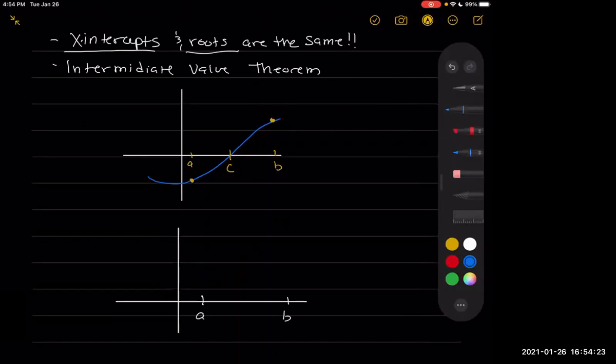You could also just have something kind of like this, where if you know that f of A is like 1 and f of B is 3, there has to exist a C. Because this is 2, there has to exist a C where they equal 2 if it's continuous like this. That's another way we can use the intermediate value theorem.